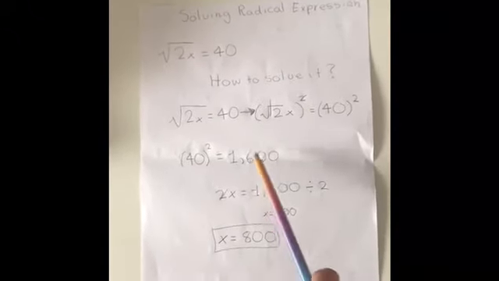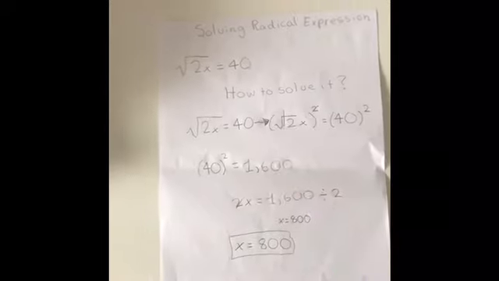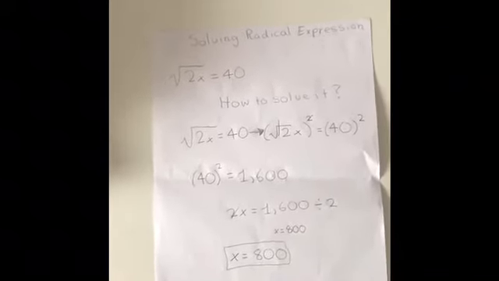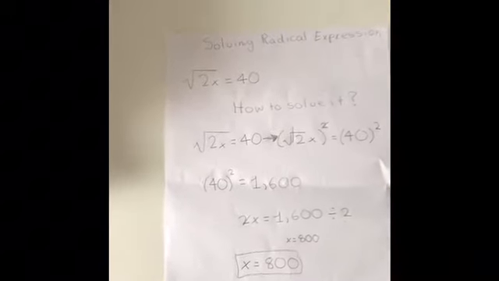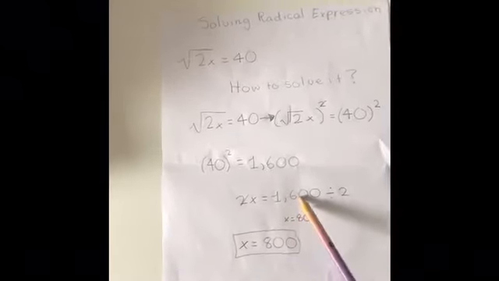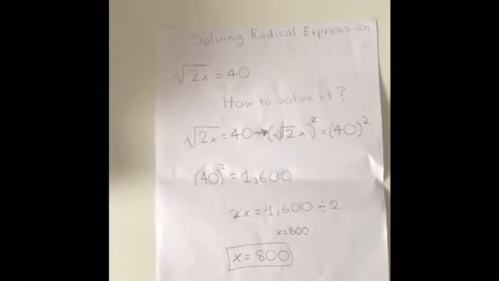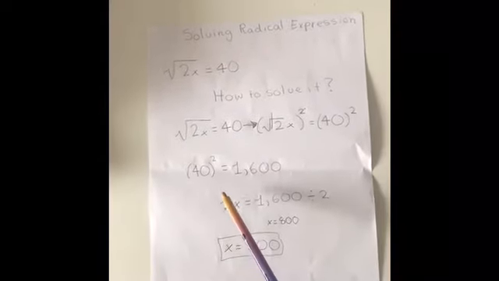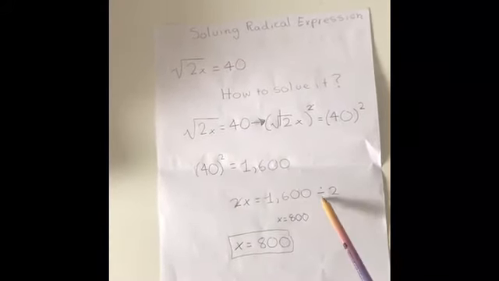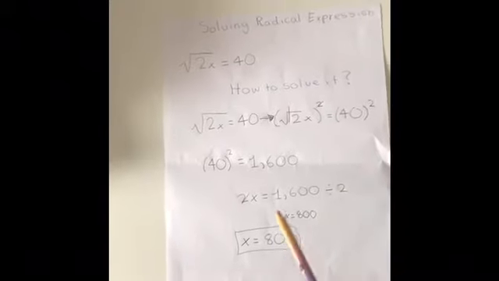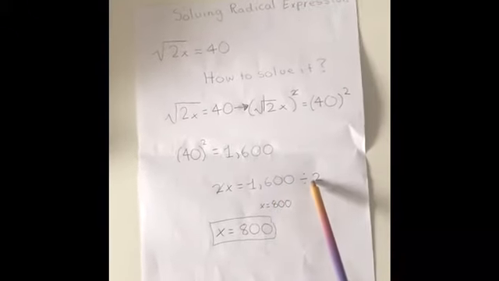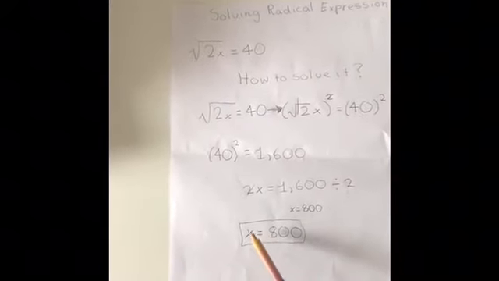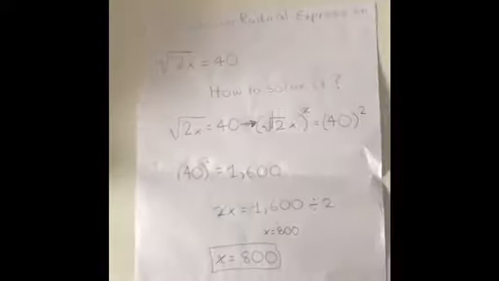40 squared is the same as 1,600. So when we conclude this, now I am with 2x equals 1600. So now we need to isolate x. To isolate it, we just need to divide both sides by 2. So 2 divided by 2, 1. And 1600 divided by 2, 800. So our answer is x equals 800.